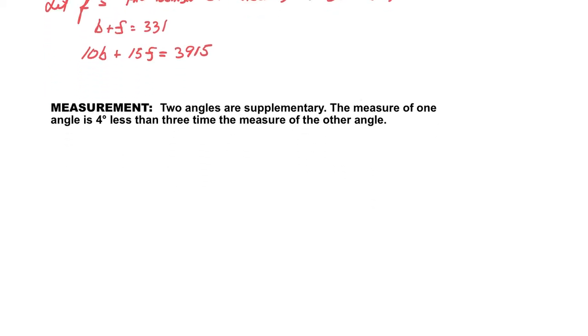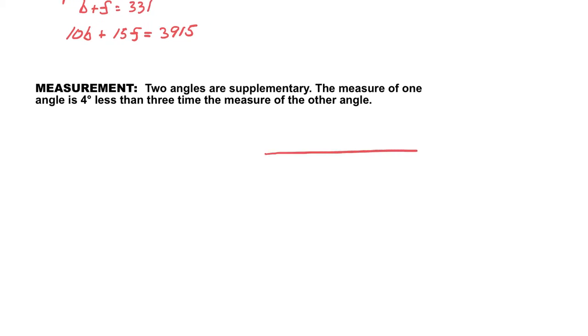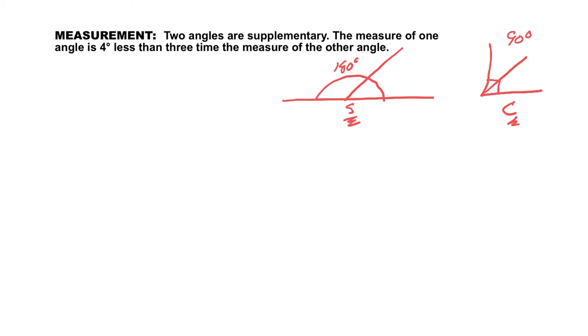And now my last example, measurement. 2 angles are supplementary. The measure of one angle is 4 less than 3 times the measure of the other. Remember that supplementary angles are 2 angles that add up to 180 degrees. As an aside, complementary are two angles that add up to 90 degrees. So this is supplementary, this is complementary. So two angles are supplementary. The measure of one is 4 less than 3 times the measure of the other.